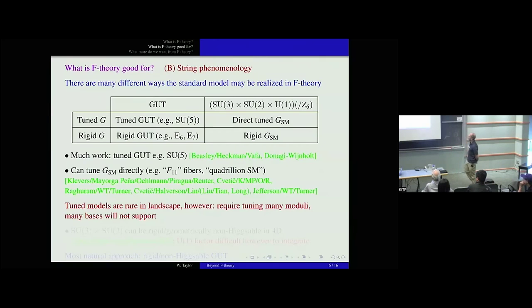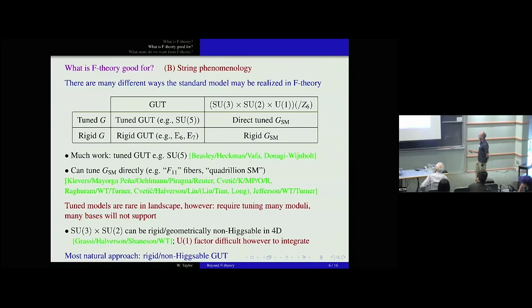It was a paper on a quadrillion standard models. This is the direct tuned GSM approach. So the top 2 approaches are being discussed here. These are ways of getting things like the standard model. I would say that those kinds of models are relatively rare in the landscape because they require fine-tuning a lot of moduli. And many of the bases in the landscape don't allow you to tune that many moduli and don't support those big tuned gauge groups.